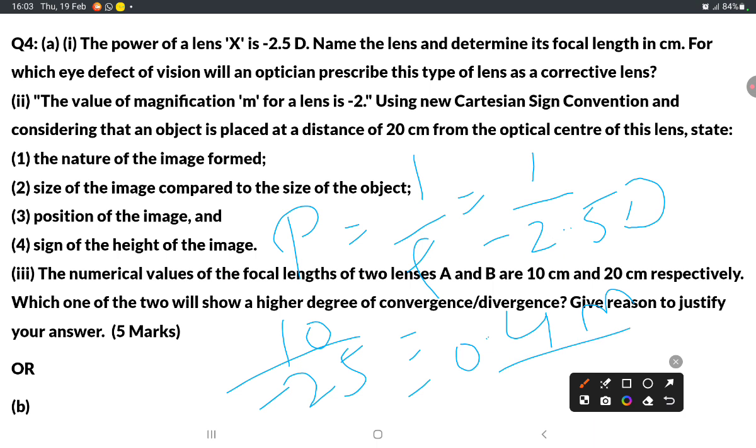This is the focal length we got, right? So this is in meters. For 1 meter, 100 centimeters. This is nothing but 40 centimeters. Let's see. Clear?